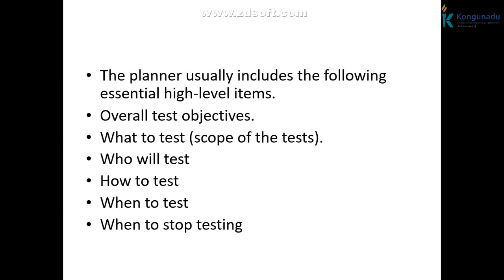So, the planner usually includes the following essential high-level items. One is overall test objectives. As testers, why are we testing? What is to be achieved by the test? And what are the risks associated with testing a particular product? So, overall test objective is very important.